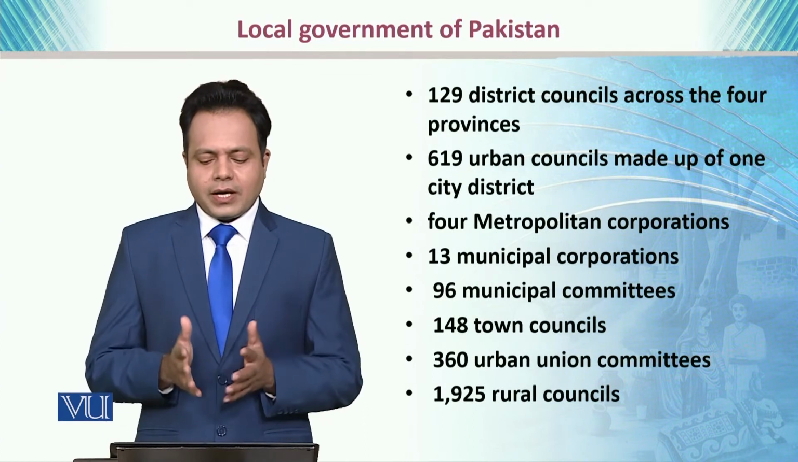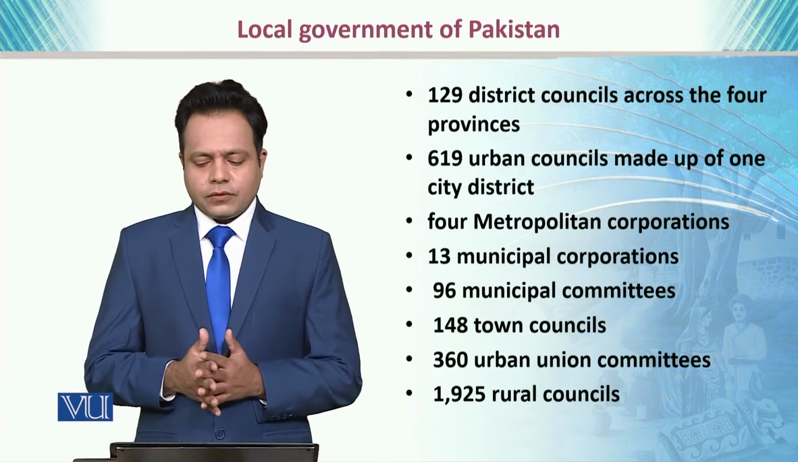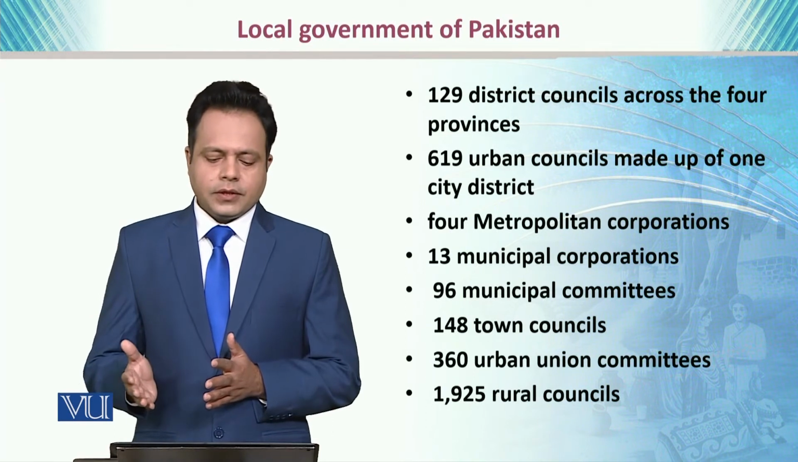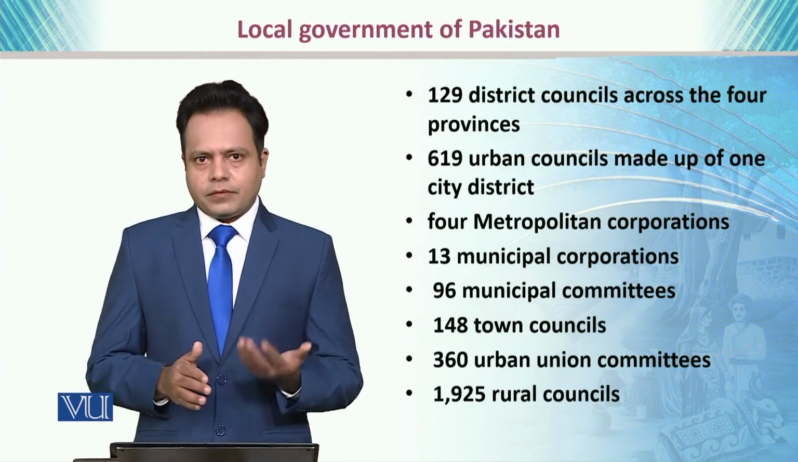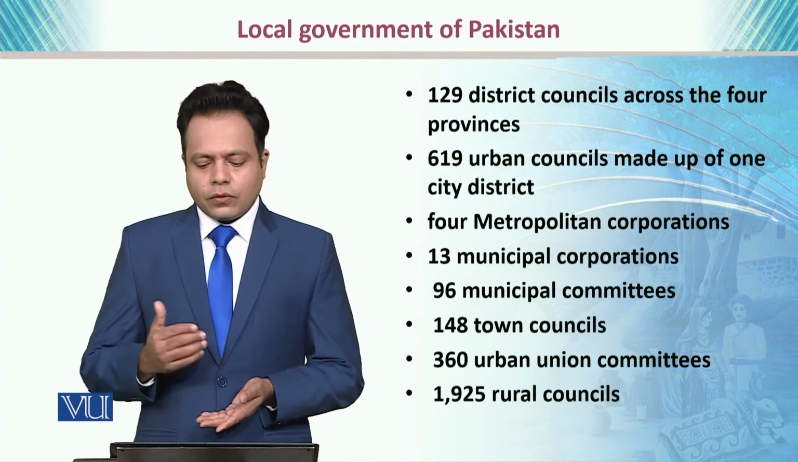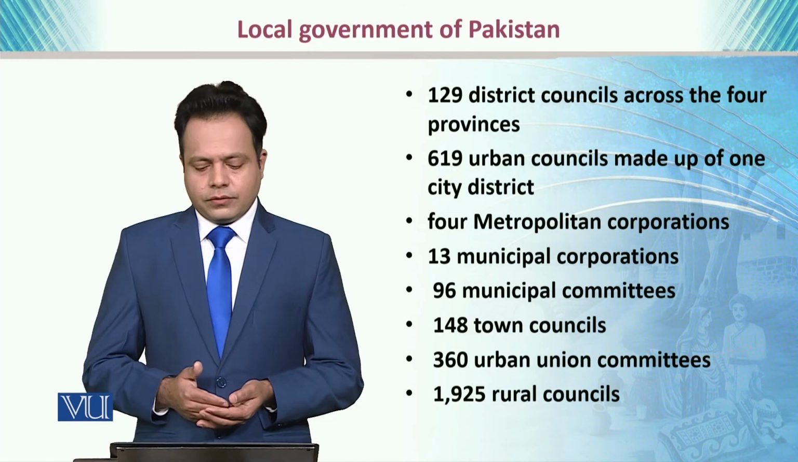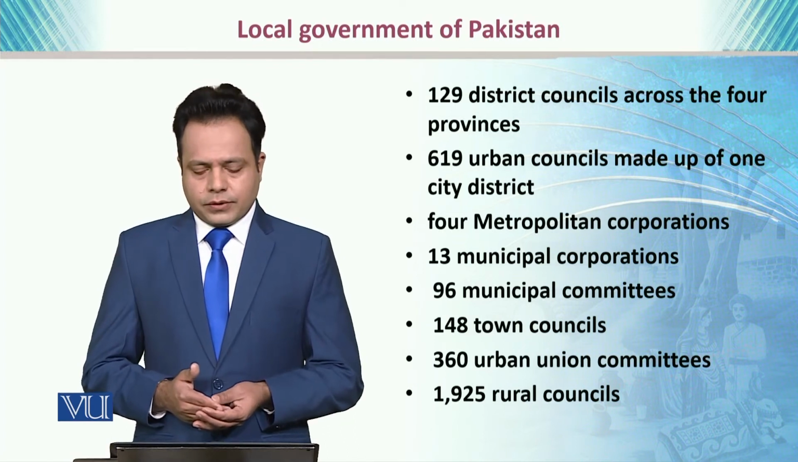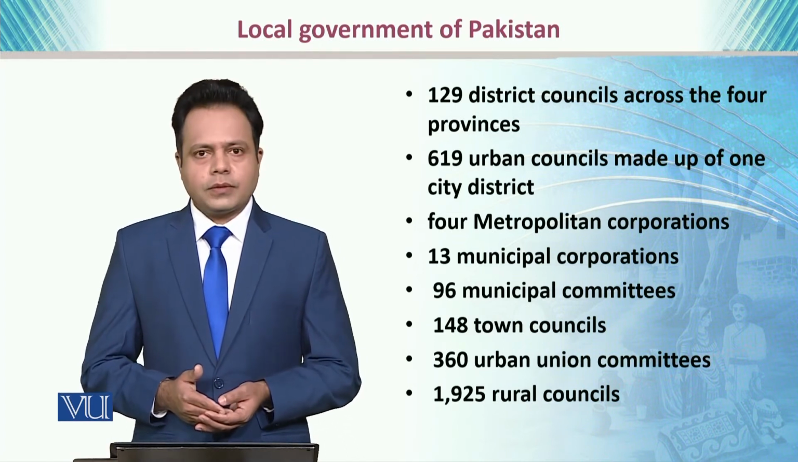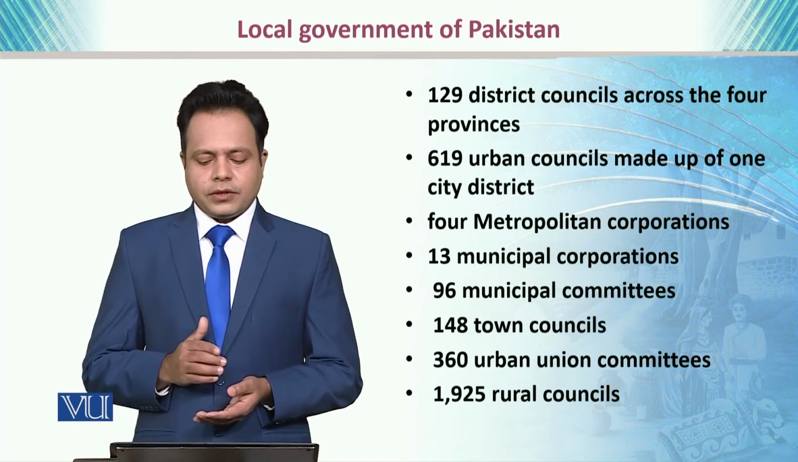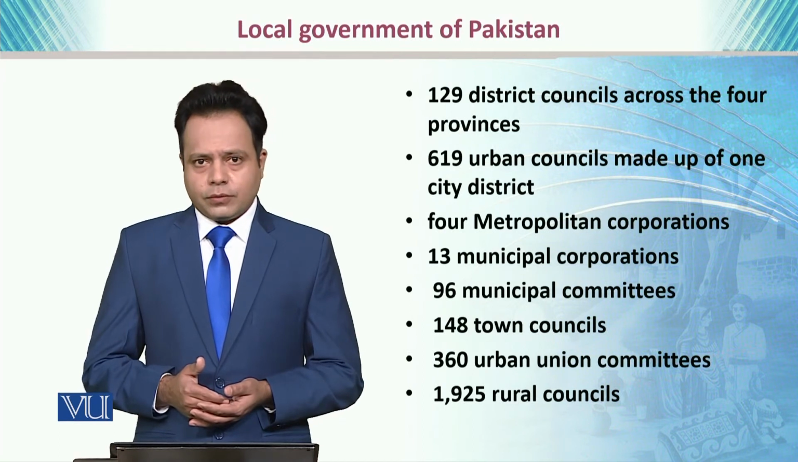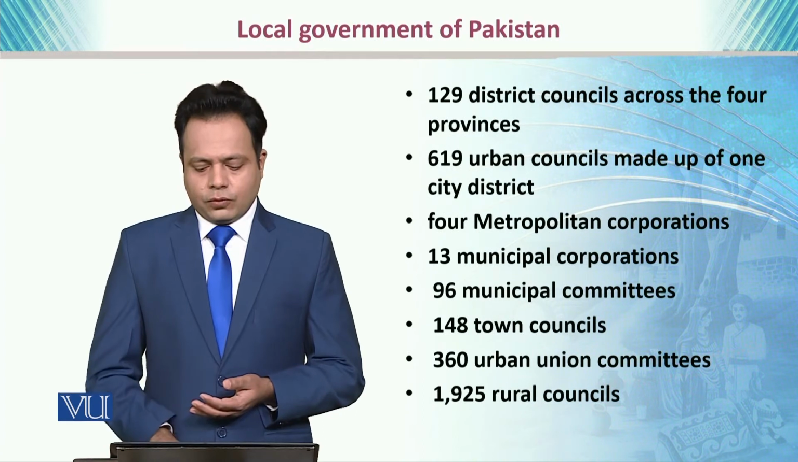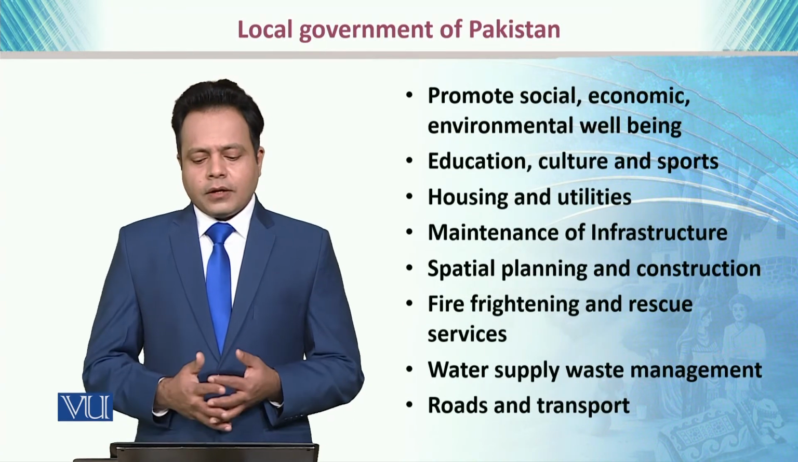Currently we have 129 district councils across the 4 provinces, 619 urban councils made up of the city district governments, 4 metropolitan corporations, 13 municipal corporations, 96 municipal committees, 148 town councils, 360 urban union committees, and 1925 rural councils.